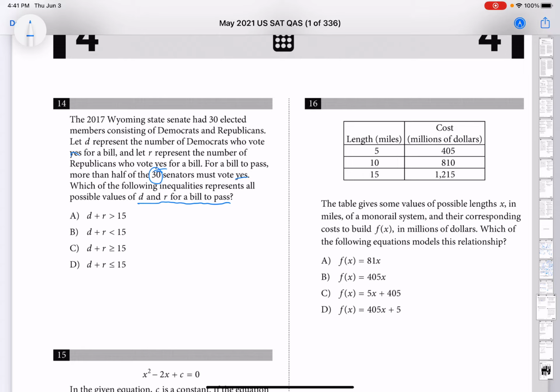Okay, so it says that you have to have more than half. So 30 divided by 2 is equal to 15.